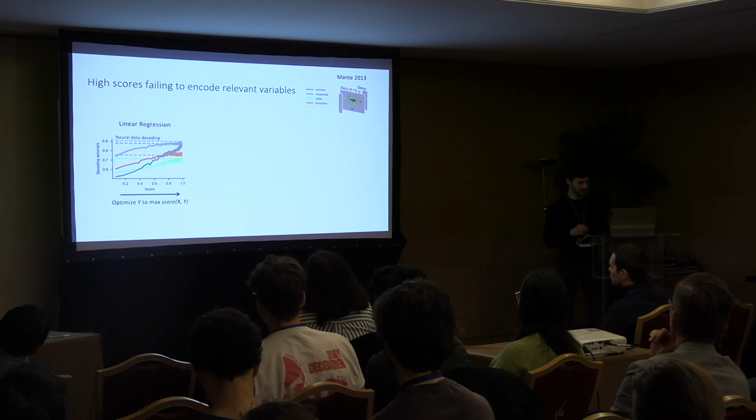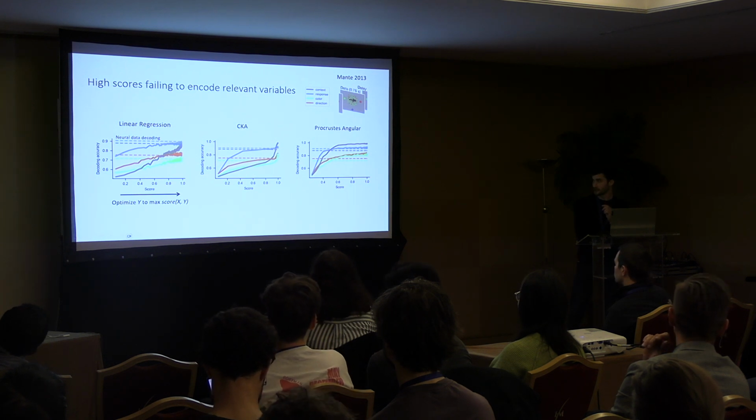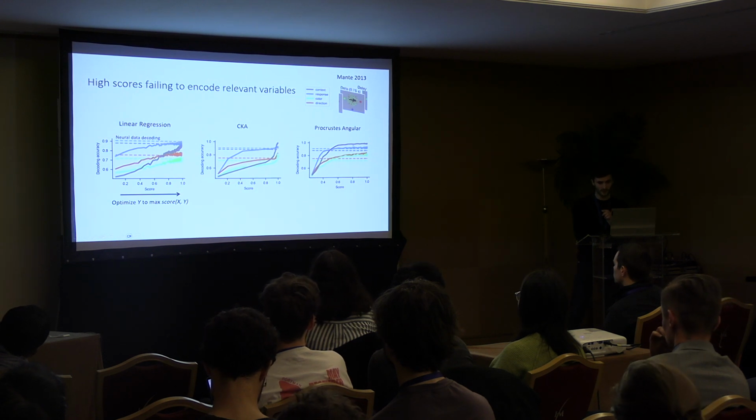As we optimize, we can decode better and better the task variables. So this looks good. For CKA, if we look at this context variable, for example, if we take a score of 0.9, we still cannot fully decode the context. Whereas for Procrustes angular, it seems that we can decode all the variables correctly.